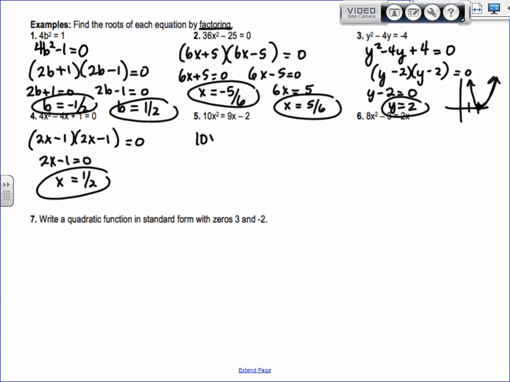All right, the next one, so I'm going to have 10x squared. I'm going to get everything set equal to 0, so I'm going to subtract my 9x over. I'm going to add the 2 over. Then I'm going to factor.